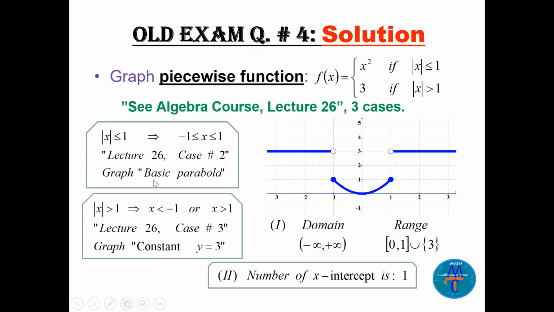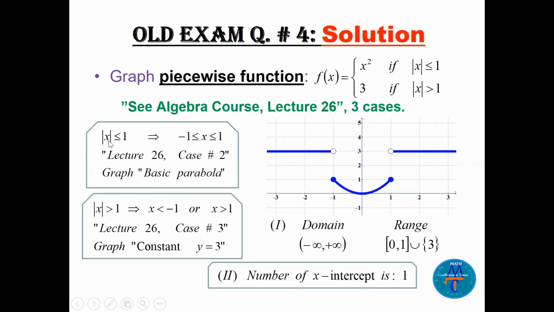So we can remember lecture 26 in the algebra course. There are 3 cases. Case number 2 is about absolute value less than. And case number 3 down here, lecture 26, will be for absolute value greater than 1. And just to remind you, case number 1 will be absolute value equations, which is not in this question.